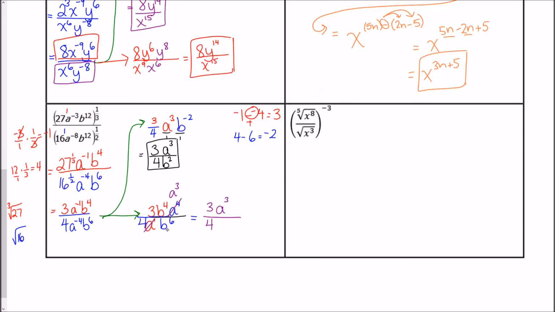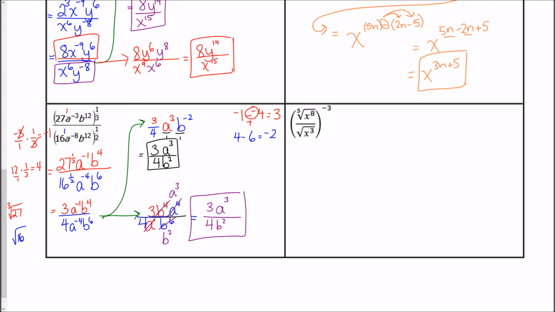Then if I've got b to the power of 4 and b to the power of 6, the b to the power of 4 will cancel out with a b to the power of 6 down here, and I'll have b squared left over, so I'll still get the same answer. Again, it's your choice, whichever method you feel most comfortable with.